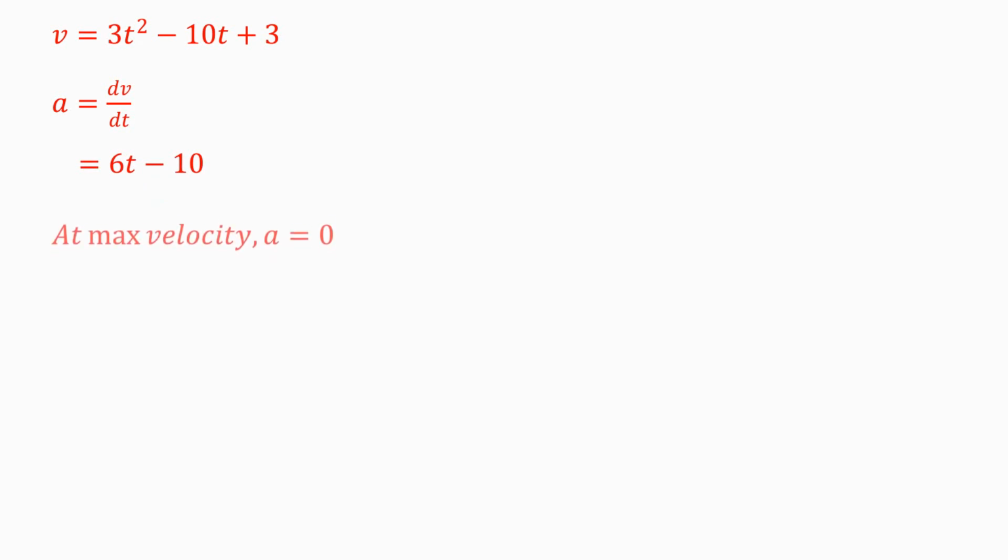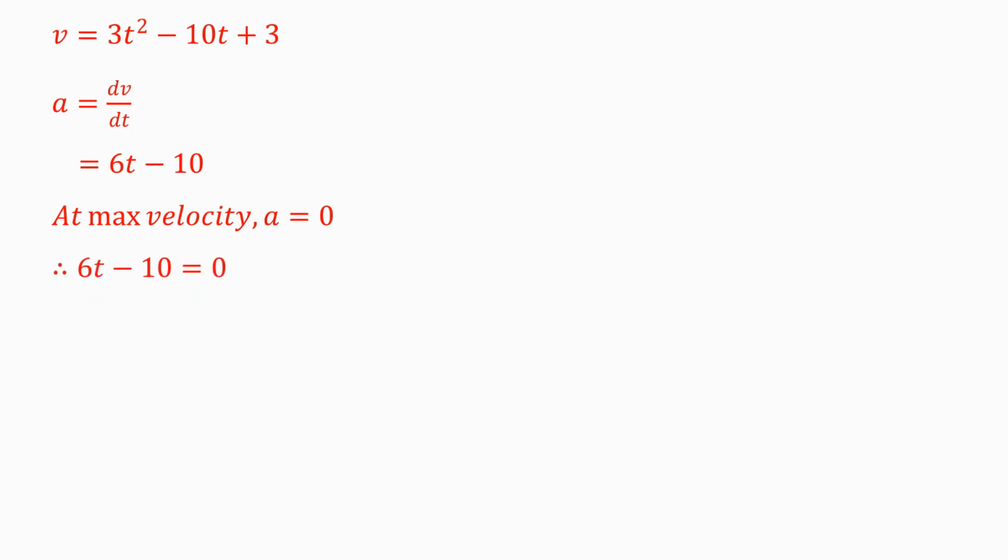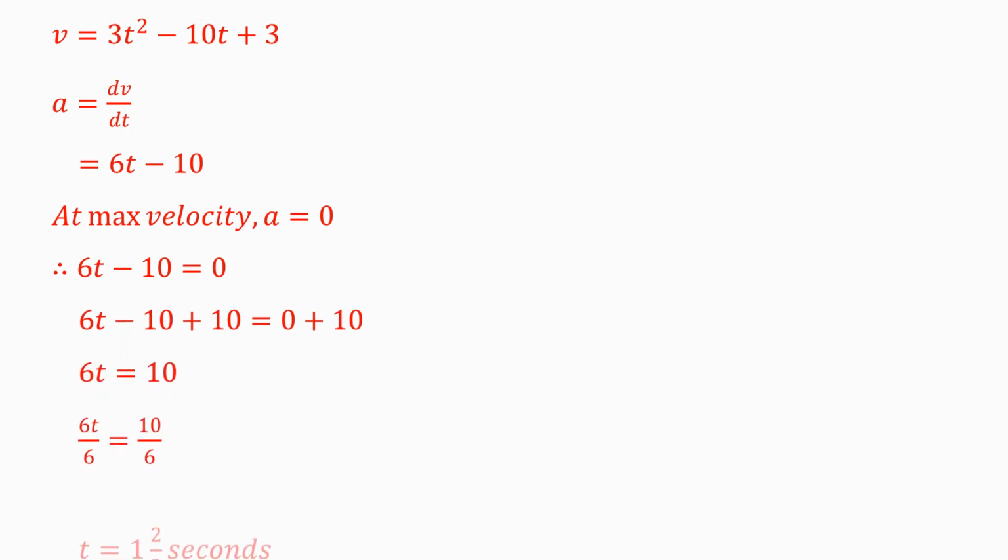Then, as we have stated, at maximum velocity, acceleration is 0. Therefore, we shall equate the acceleration equation to 0. So 6t minus 10 is equal to 0. We add 10 to both sides. We obtain 6t is equal to 10. Divide both sides by 6, and hence t is 2 over 3 seconds.